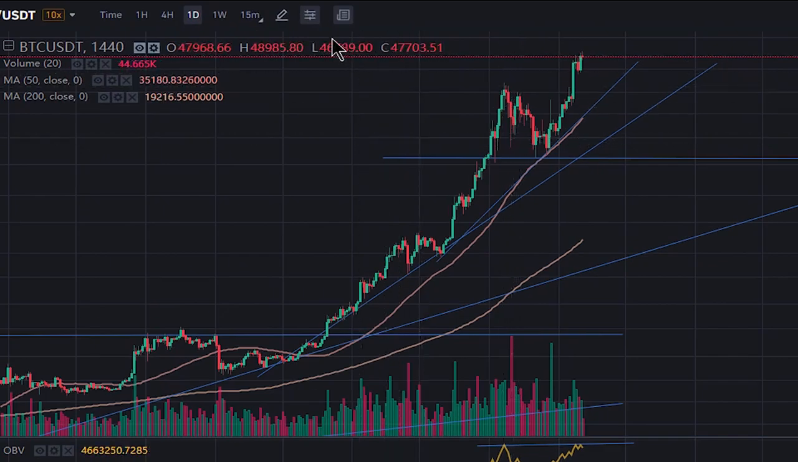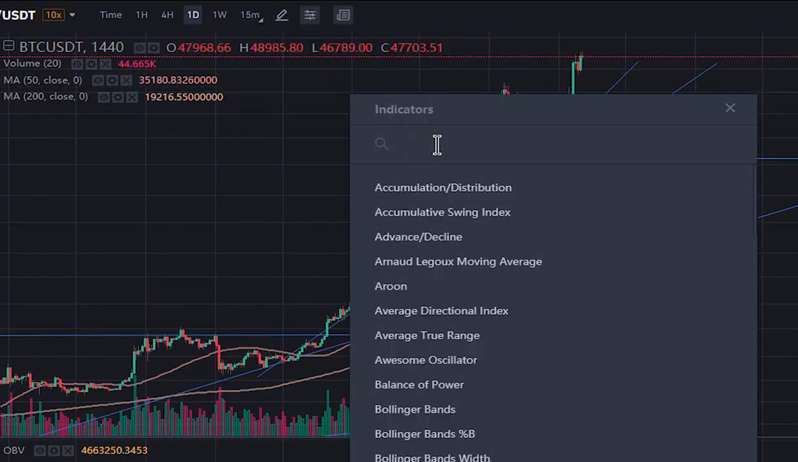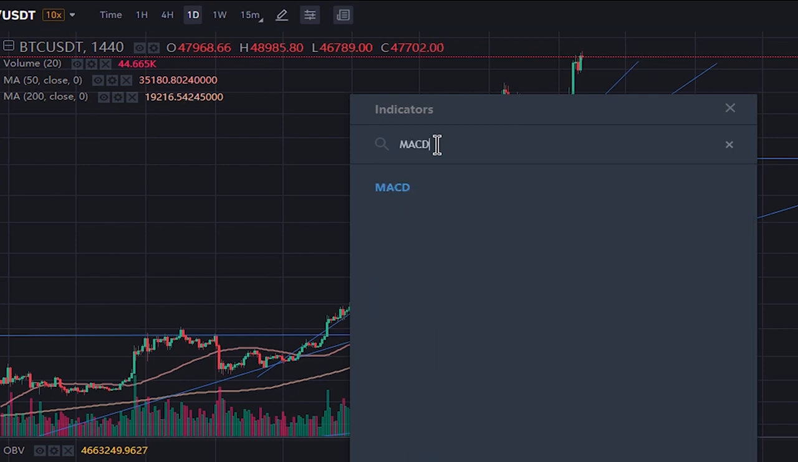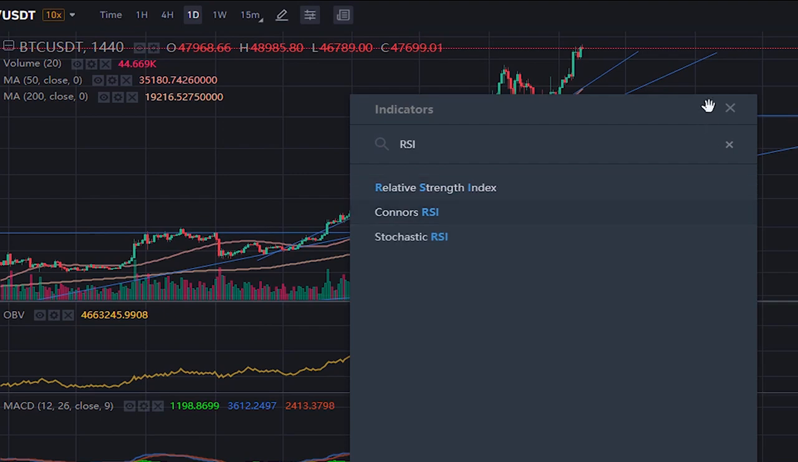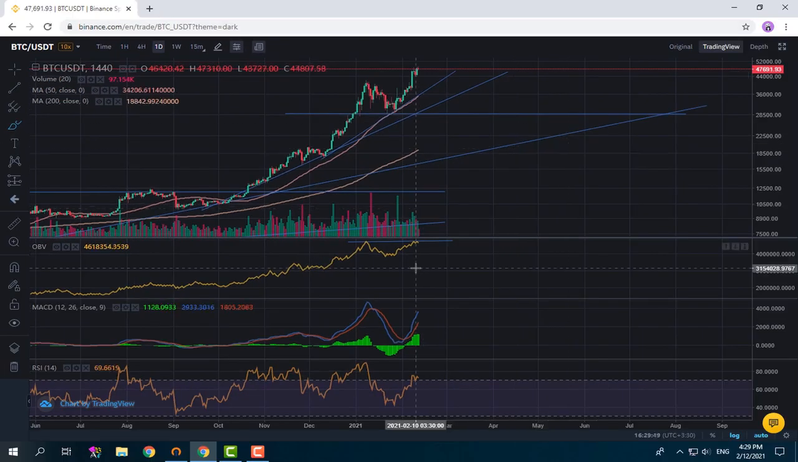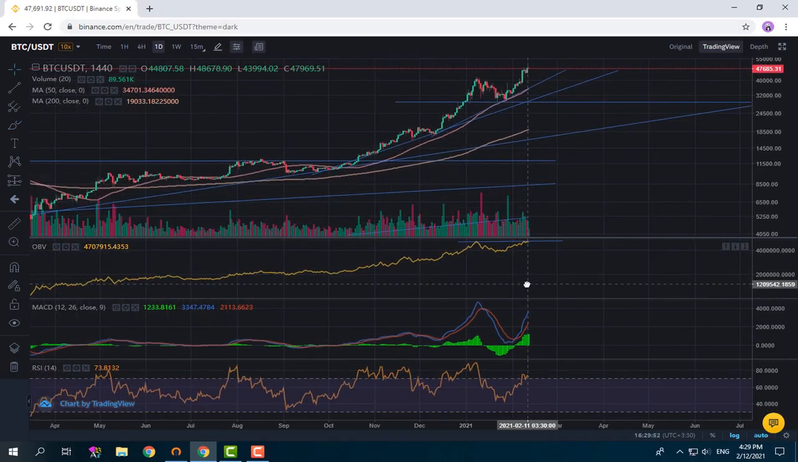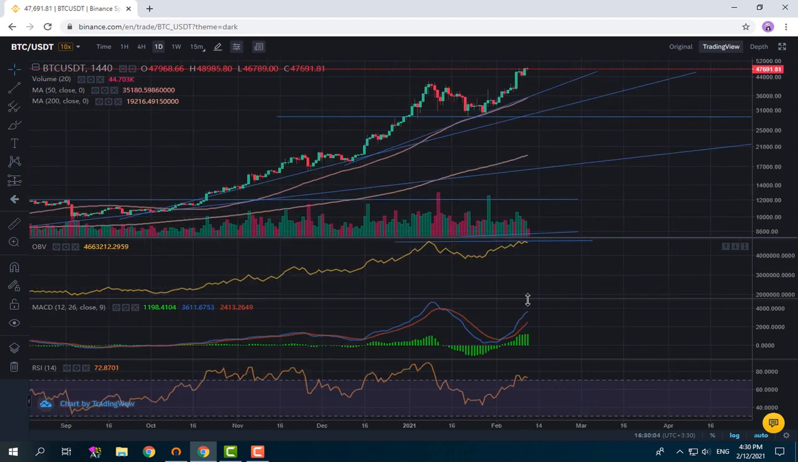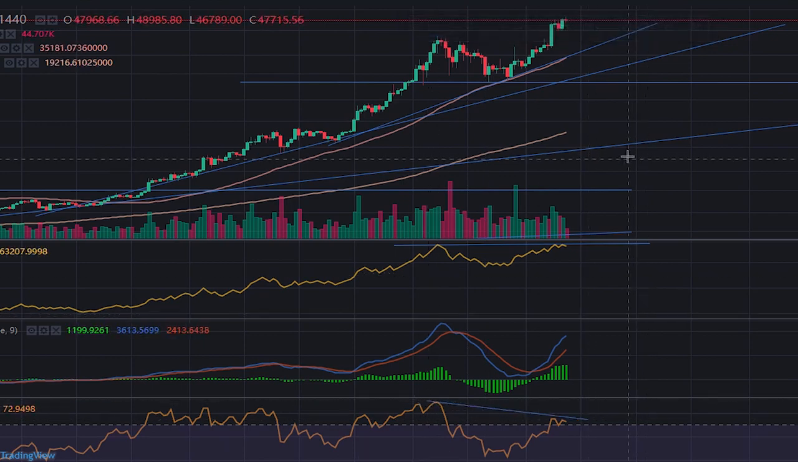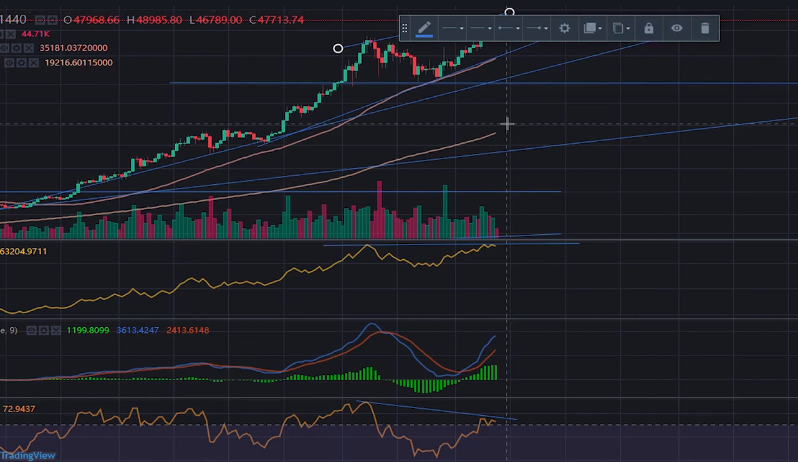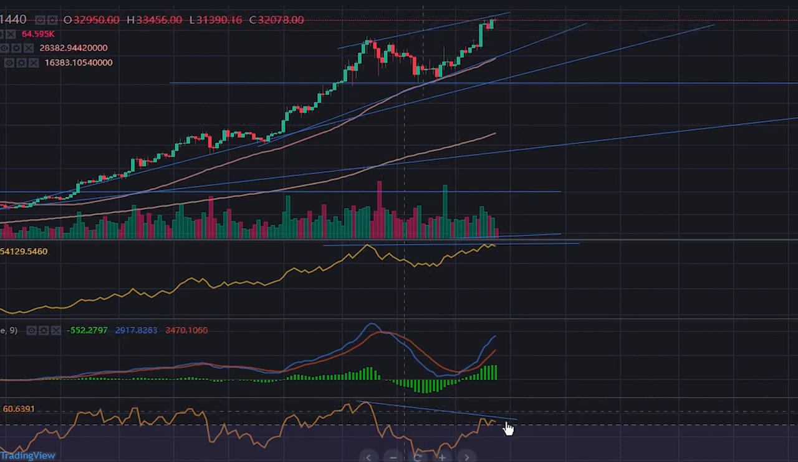Let's add MACD and RSI to the chart. This is MACD, and also RSI, relative strength index. Here we go. Let's see what's going on with these indicators. As you can see, the RSI is showing bearish divergence, right? The price is making a higher high, but the RSI is making a lower high, as you can see.